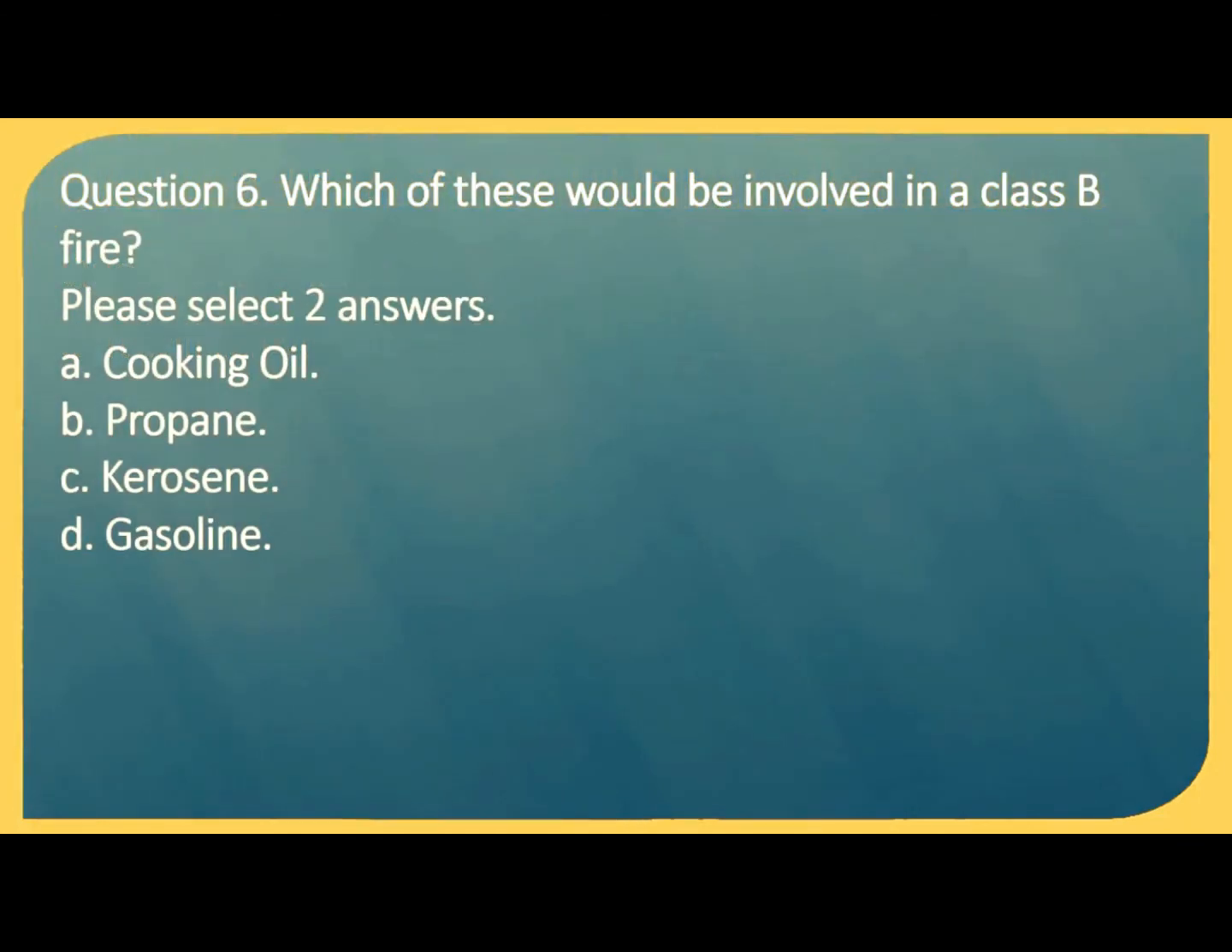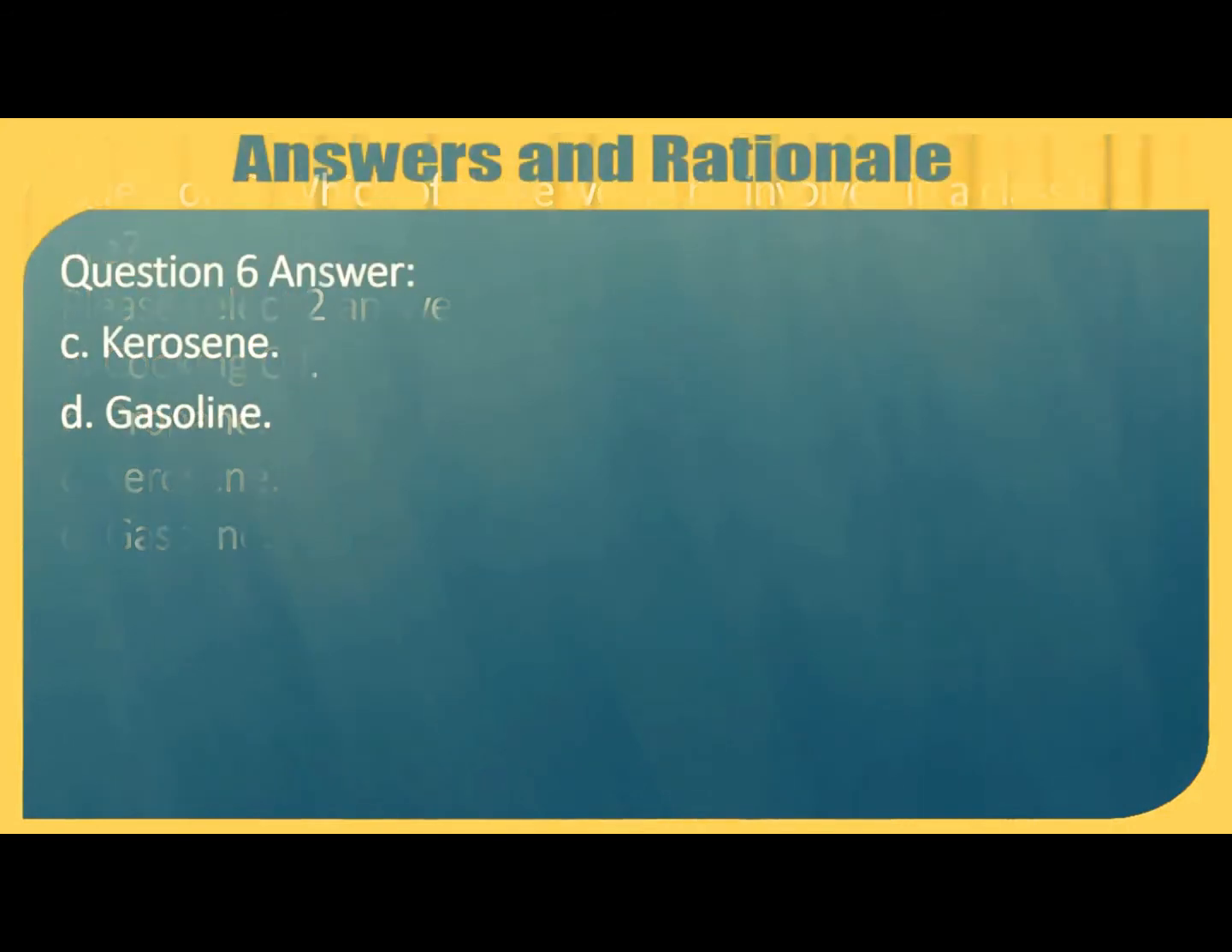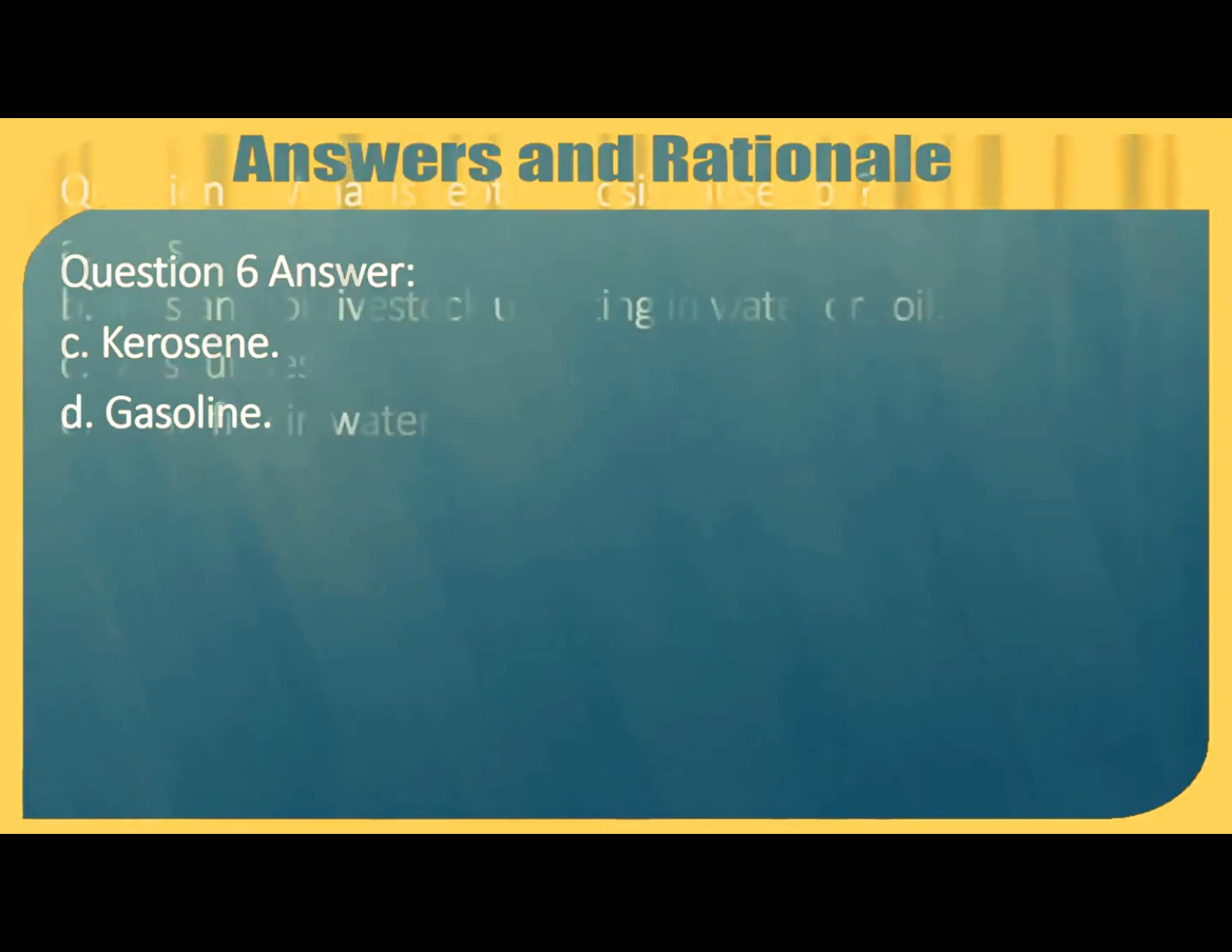Question 6. Which of these would be involved in a Class B fire? Please select 2 answers. A. Cooking oil. B. Propane. C. Kerosene. D. Gasoline. Question 6. Answer: C. Kerosene. D. Gasoline.